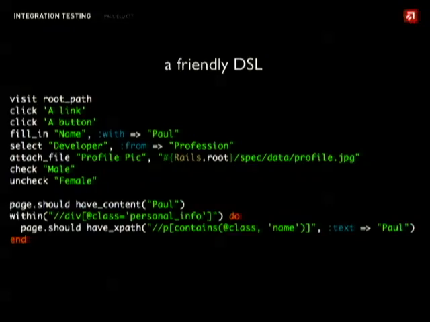Checking and unchecking checkboxes, radio buttons, all easy to do. Assertions are really, really, really easy. So as you can see there, page should have content Paul. So we're just checking somewhere in the page, it has the content Paul.